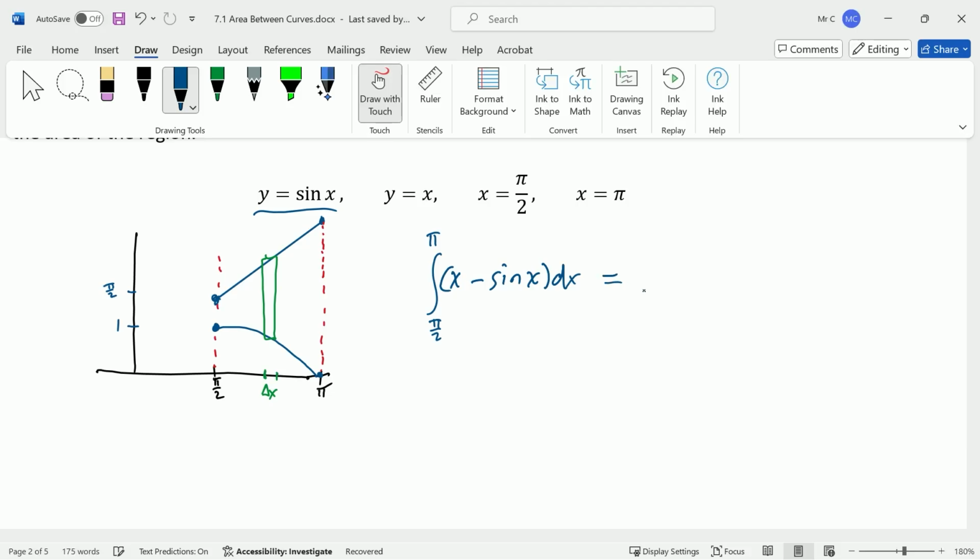Okay, so let's go ahead and take these antiderivatives. We get x squared over 2 minus, and the antiderivative for sine is negative cosine.